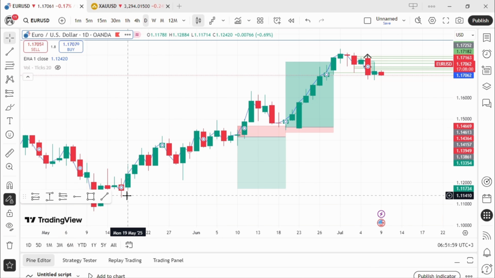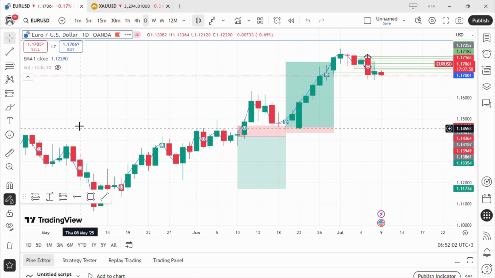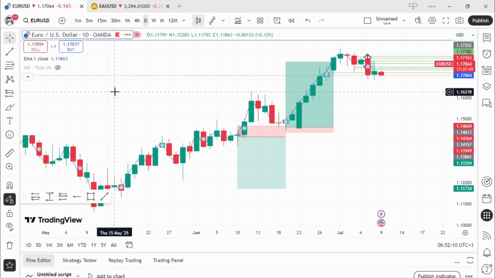It's better than MetaTrader when it comes to analysis. MetaTrader I recommend for execution and trade management. TradingView, do your analysis from here.